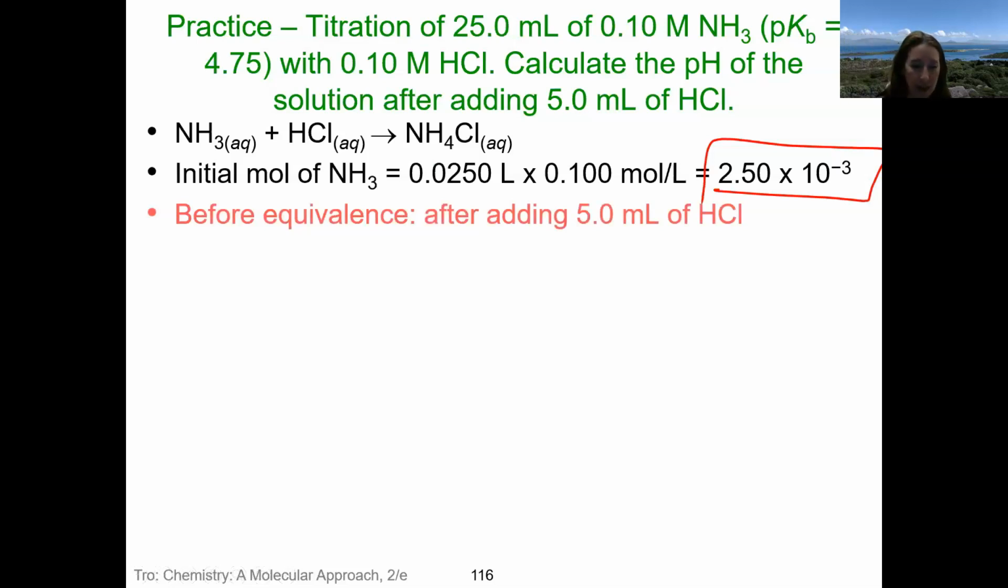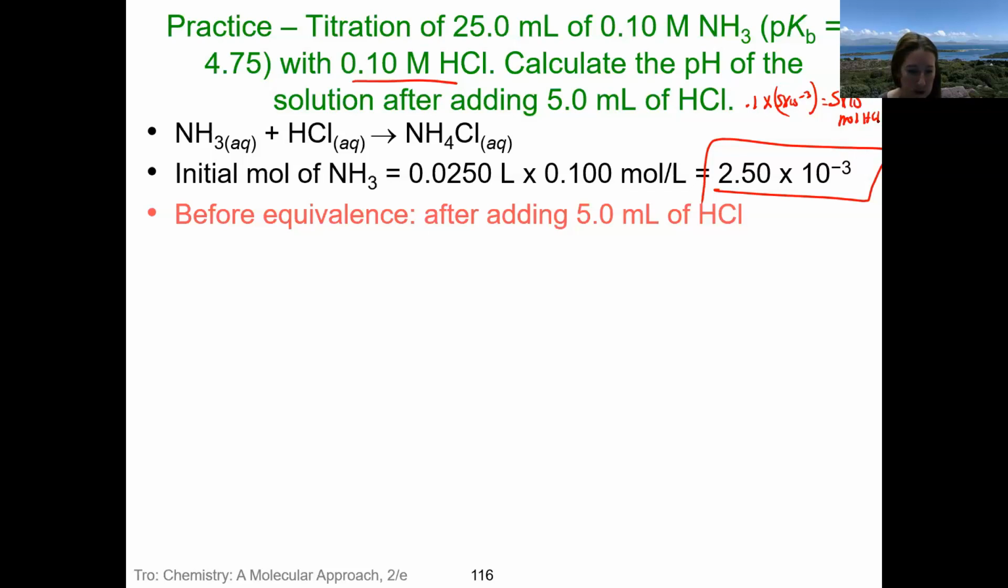So when we do that, again, how many moles did we add? We have 0.1 times 5 times 10 to the negative 3. 0.1 times 5 e to negative 3 gives us 5 times 10 to the negative 4 moles of HCl. Well, we've got less acid than we do base. So therefore, we are before our equivalence point.